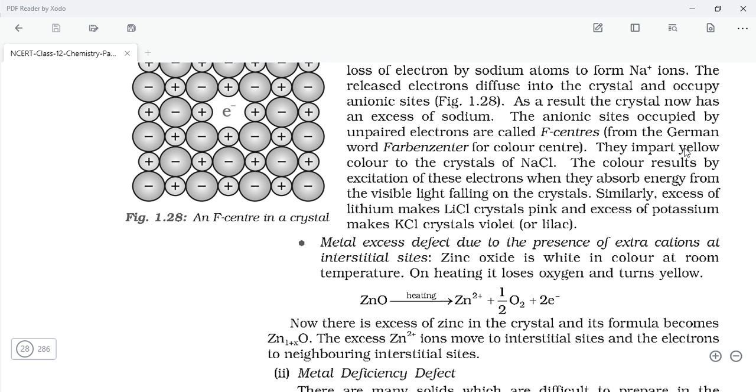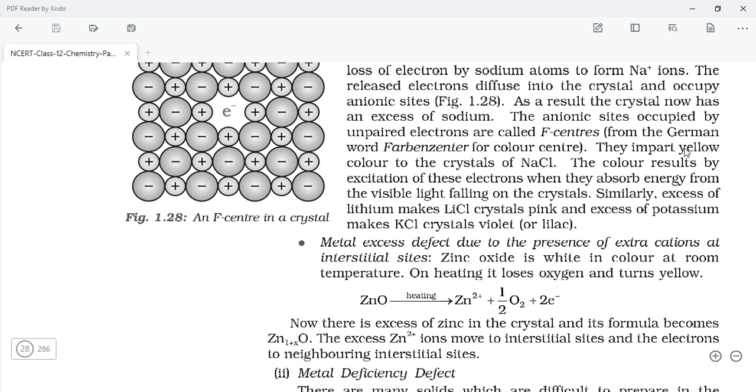Metal excess defect due to the presence of extra cations at interstitial sites. Zinc oxide is white in color at room temperature. On heating, it loses oxygen and turns yellow. Okay, zinc oxide is white. Sorry, zinc is not white. Zinc oxide is white in color at room temperature. On heating, it loses oxygen and turns yellow.